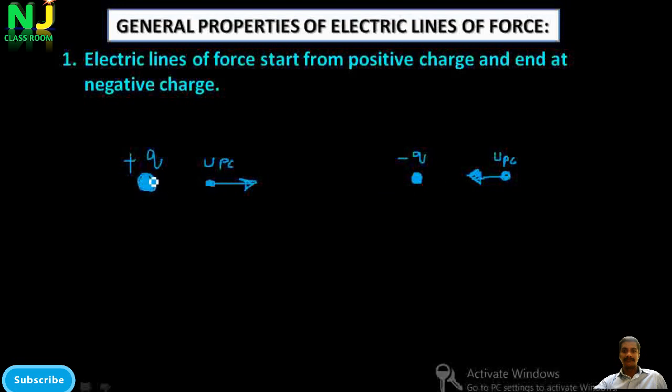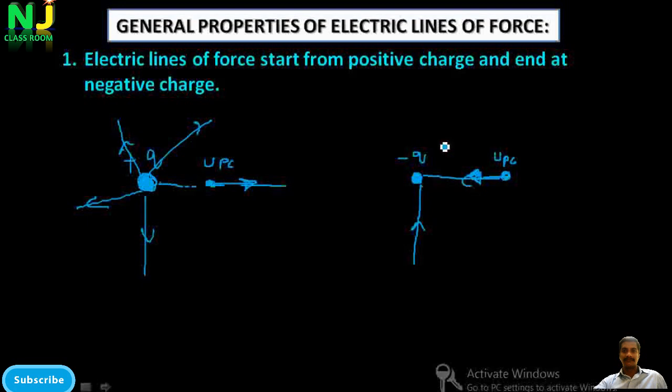So if it is a point charge and it is positive, the line of force is always acting away. Remember, this is what is called the line of force. A line of force is always acting away from the positive charge. If it is a negative charge, it is always acting towards the negative charge. So that is the simple property: lines of force start from the positive charge and end at the negative charge.